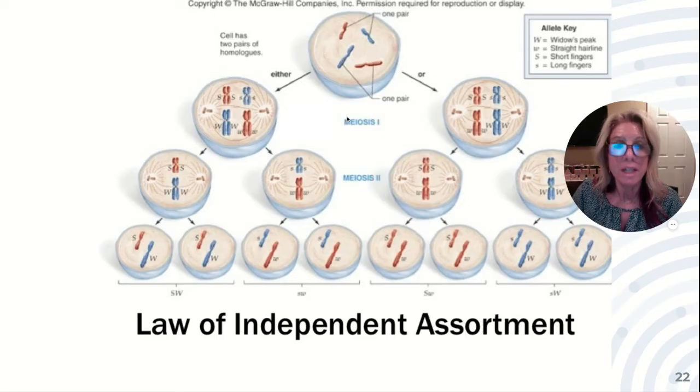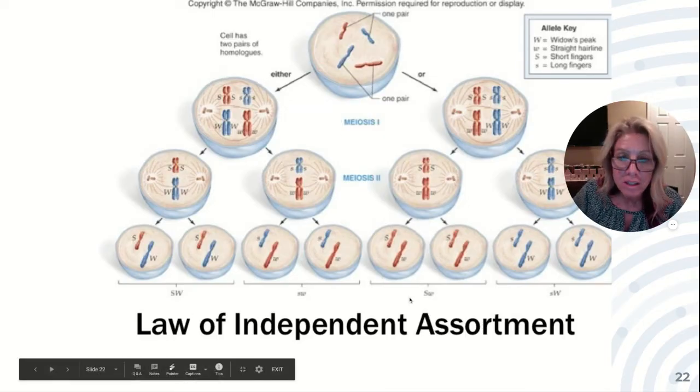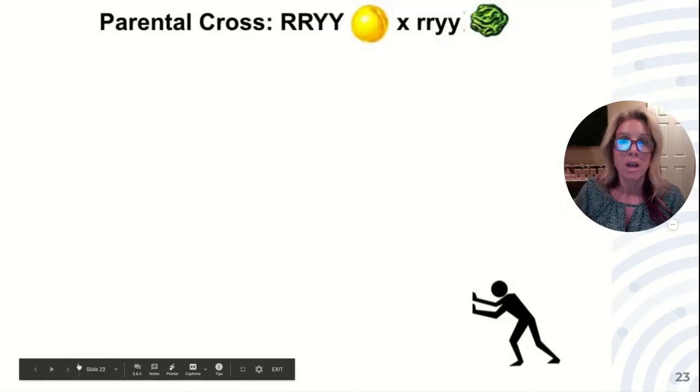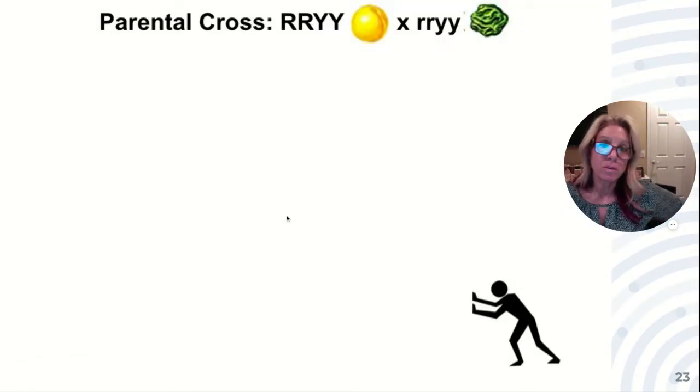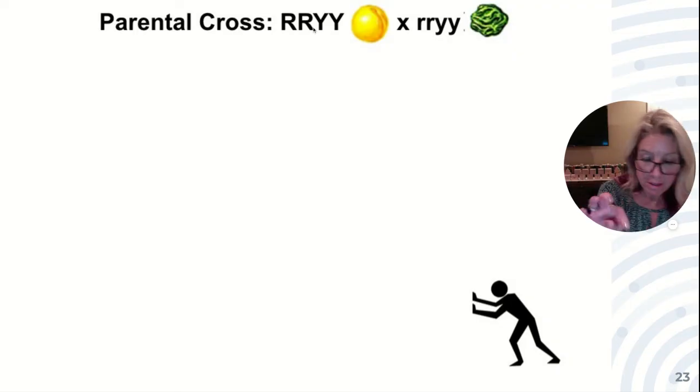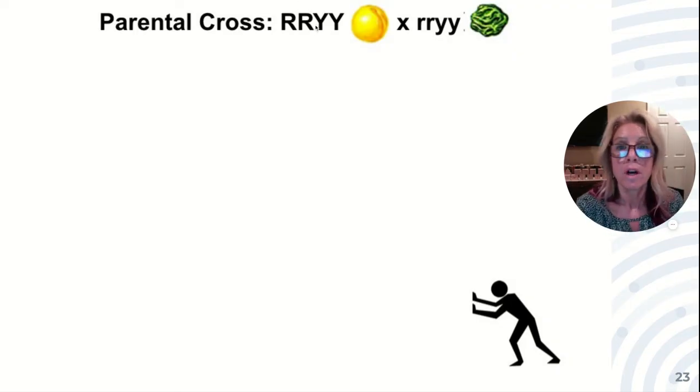So what I would do in any kind of situation like this to get these 4 is I would just do FOIL, and I will show you that one more time. Okay, so let's look at this cross right here. Here's one parent, and this is the one that's similar to the one that's in your notes. Okay, for peas, having round peas is dominant over having wrinkled peas. So that's the R's. Yellow peas are dominant over green peas.